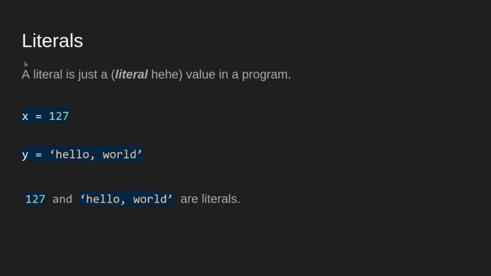All right, so what a literal is, it's just a literal value in a program. So for example here, if we have x equals 127 and y equals "hello world", 127 is a literal because it literally means 127. And same thing here for "hello world".